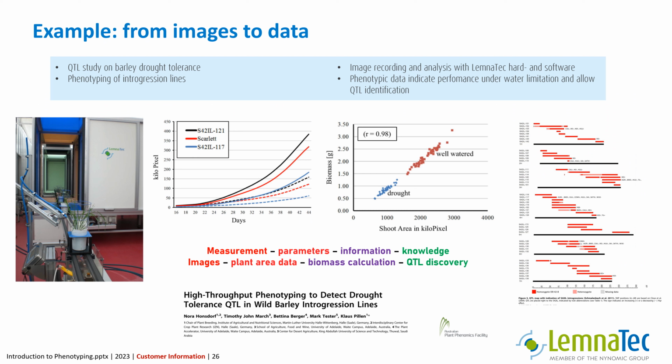A typical example for the pathway from images to data is taking a measurement, deriving parameters and information, and then generating knowledge out of those measurement data. In practice, that means taking images, measuring the plant area data from the images, using those area data for biomass calculation, and comparing biomasses across genotypes and treatments for QTL discovery.